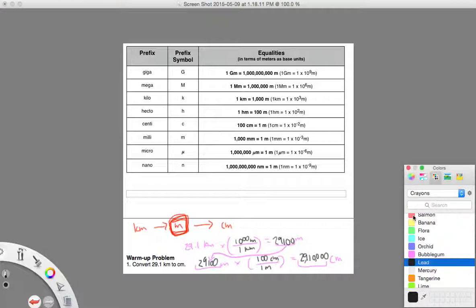I want to just show you that the units do cancel out. There's kilometers on the top and there's kilometers on the bottom. These meters are canceled out over here, so that way I can cancel these meters out as well. And our final units are going to be centimeters.